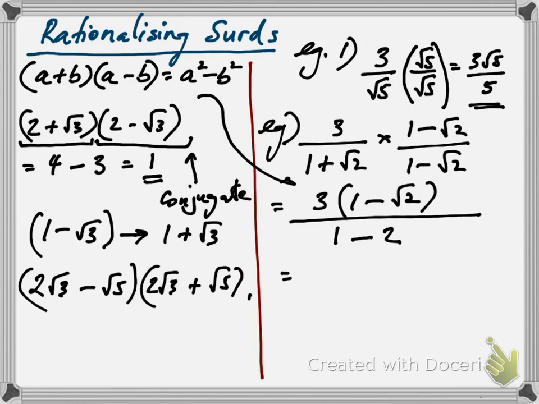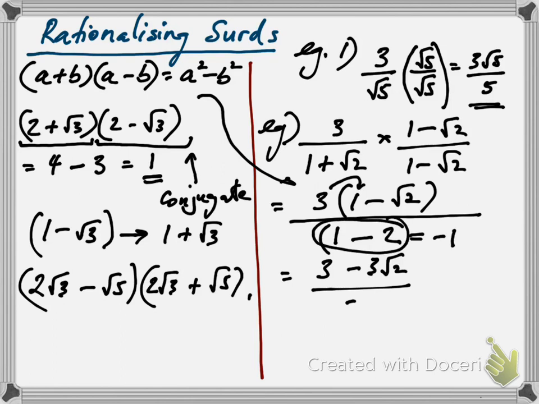And therefore, if you expand the top, you end up with 3 - 3√2 over, this will be 1 - 2, which will be negative 1. Therefore, that will equal to negative 1. And you can bring the negative 1 on top, end up with -3 + 3√2. And that is how you rationalize a surd.